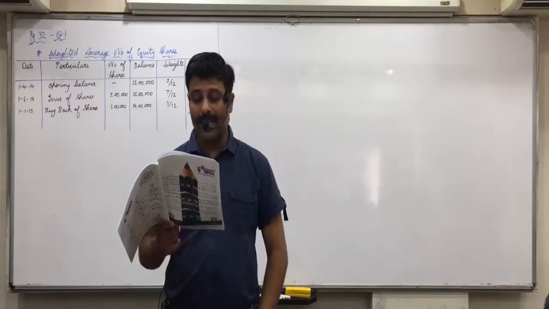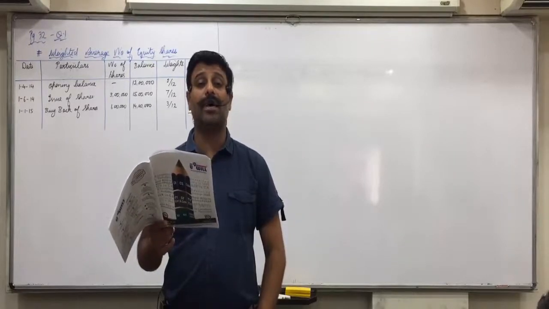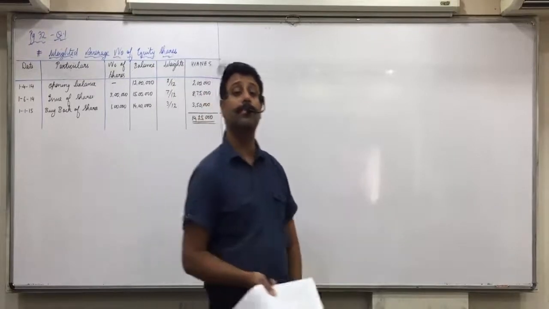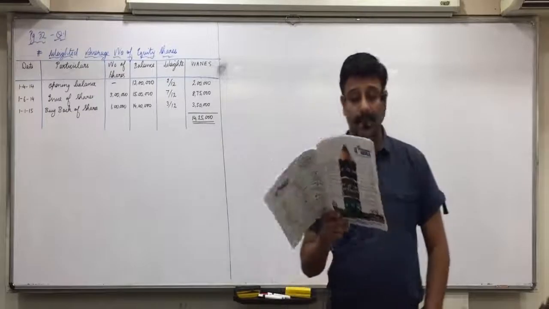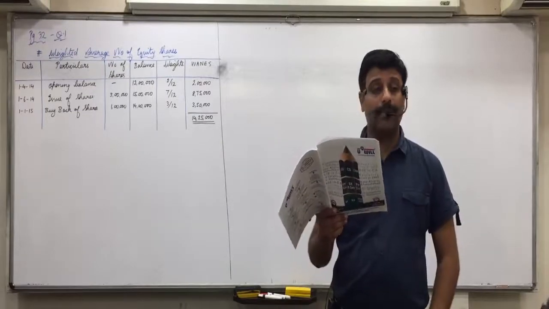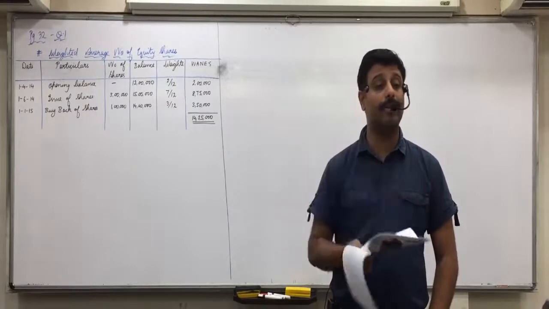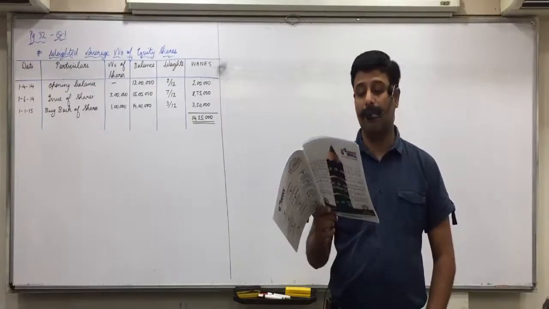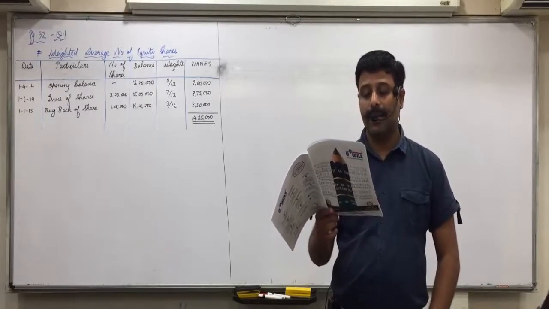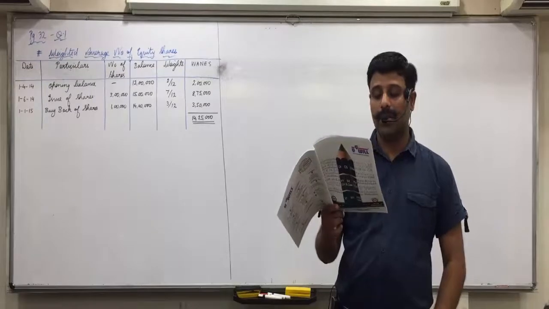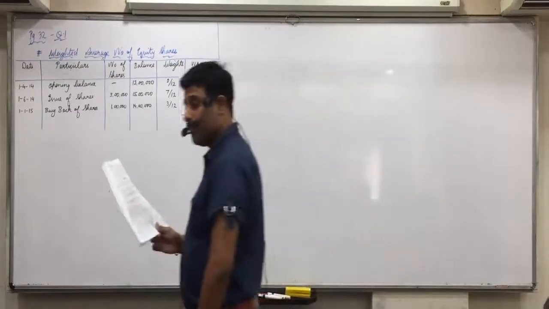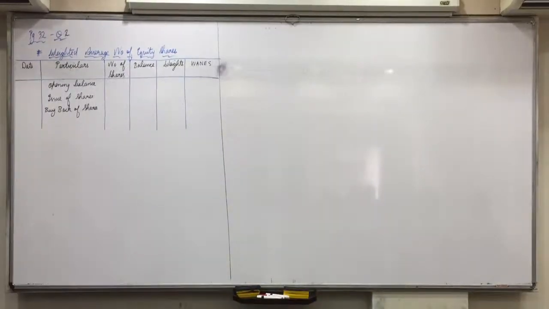On 1/8/14 it issued 900 equity shares for cash, which is plus, at market price. On 1/1/15 it bought back 400 equity shares, which is minus. Calculate the weighted average number of equity shares. Did you understand this question? So make the format, everyone. Yes sir. Now let's start with it.